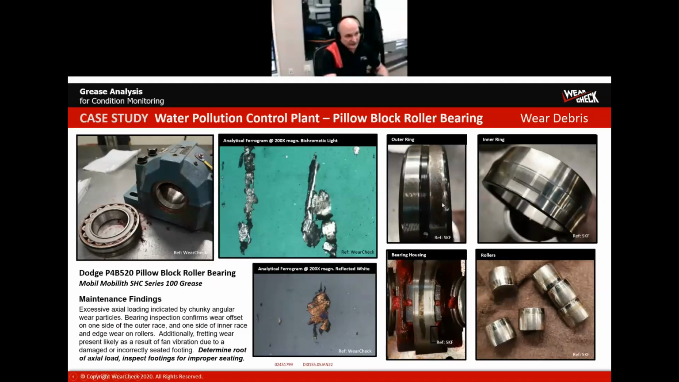Not only that, we were seeing some possible false brittling as a result. So you can see this red oxide generation along both the outer and the inner bearing housing itself. This suggests that there's some sort of extra vibration going on. So really, the concern here is there's probably a footing on that fan that's not properly seated anymore, causing excessive vibration and increasing the axial load on that bearing. But it really shows the power of doing analytical ferrography, even on a one-off grease sample, for trying to help determine some root cause failure analysis.